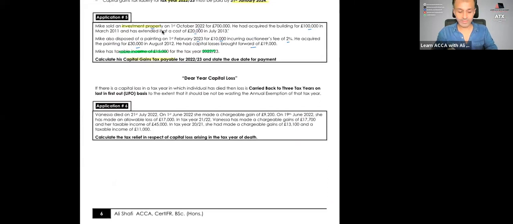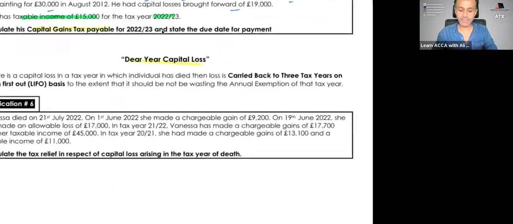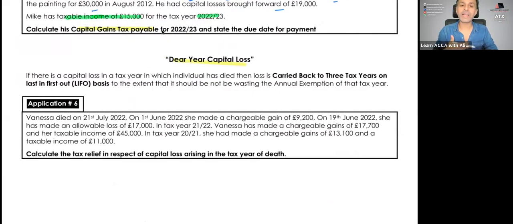Death year capital loss. In relation to capital loss, a little discussion. Death year capital loss, as the name suggests, death year. So the capital loss that arrives in a year in which an individual has died is called as death year capital loss. So how to relieve it? Don't think of carrying it forward, because the life of that person has ended and there is no future of that person. So you cannot think of carrying it forward the way the normal capital losses are carried forward, the brought forward losses.